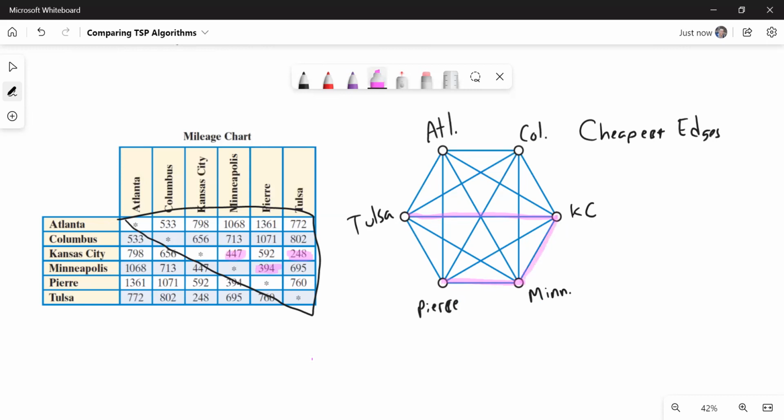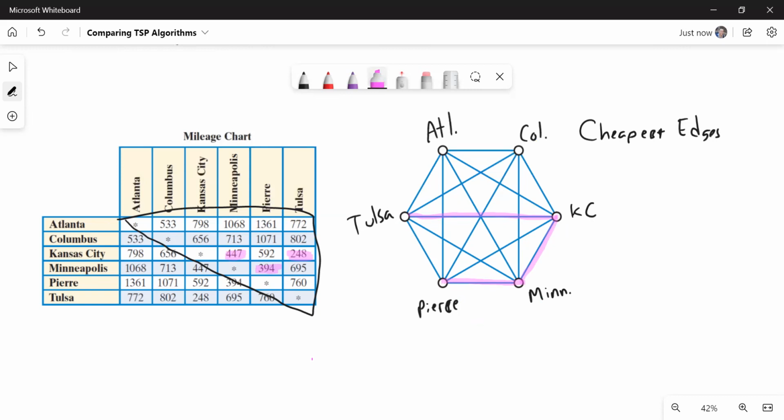There we go. Now I'm going to have to start being pretty careful. I can't, for example, draw Tulsa to Pierre. That would close the circuit without visiting everywhere. And I also can't create a vertex of degree 3. So Kansas City and Minneapolis, I can't connect to those anymore because they're already degree 2.